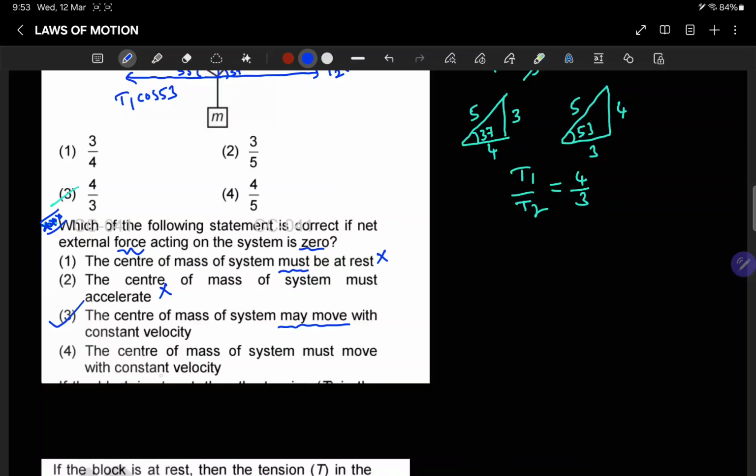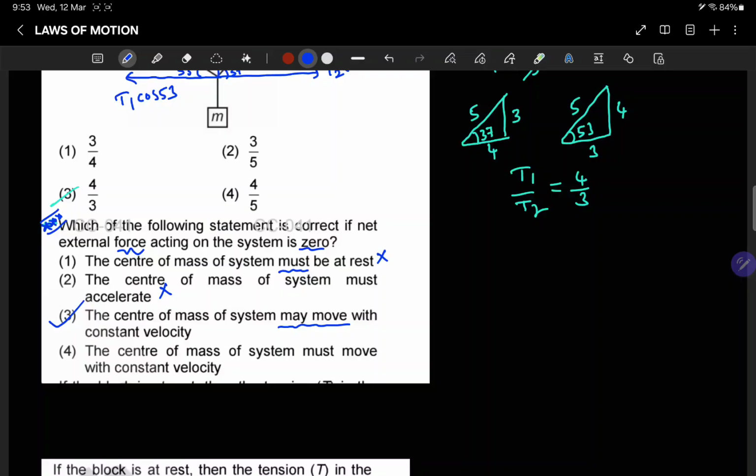Center of mass of the system must move with constant velocity: it is also one of these two statements, students. Center of mass must be at rest, not must be at rest, it can be with constant velocity also. Center of mass must move with constant velocity, not only constant velocity, at rest also. Correct? So "must" is wrong here. May move with constant velocity, it is correct, students.